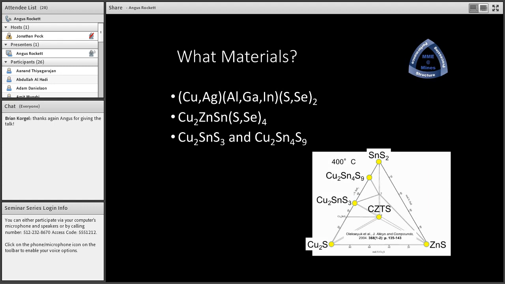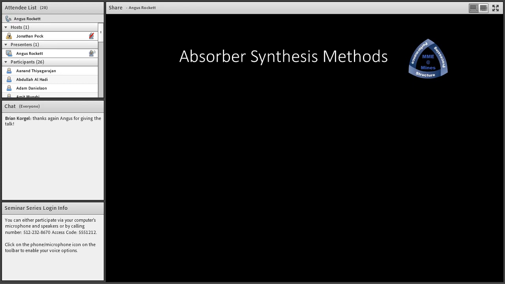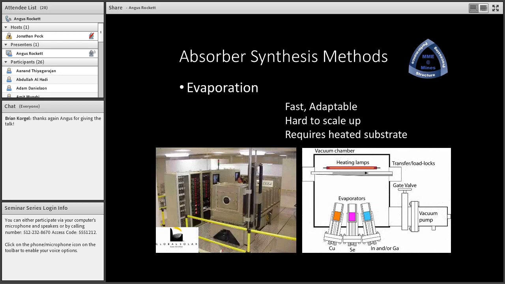Some of the interesting alternative materials are the ternary copper tin sulfide compounds that are shown here on the phase diagram, the ternary phase diagram between copper sulfide and tin sulfide. And those have not been explored a great deal, but they look like they are attractive for potential future studies. There's not a lot to say about them so far, though.